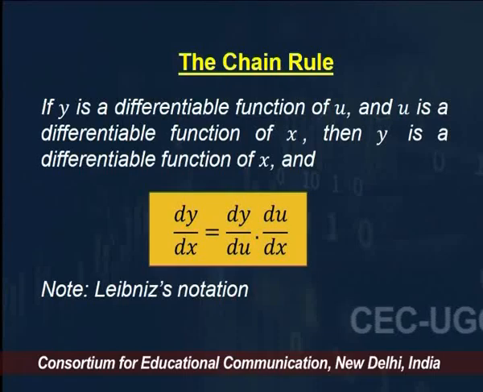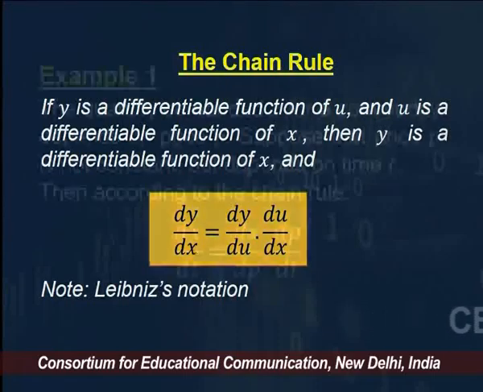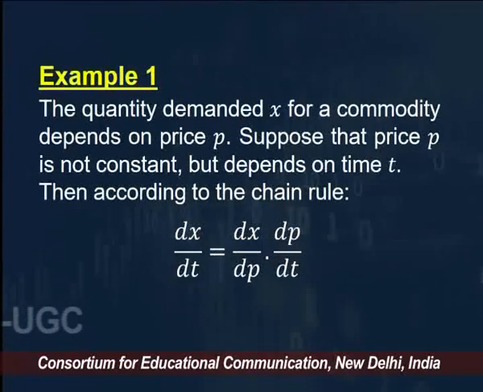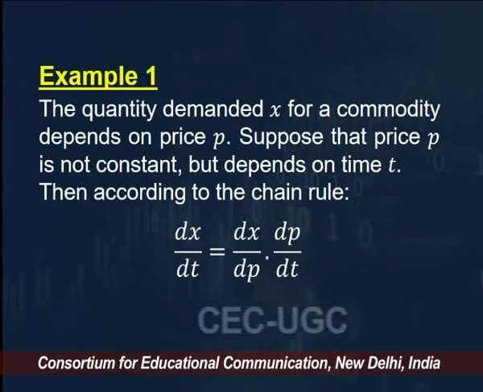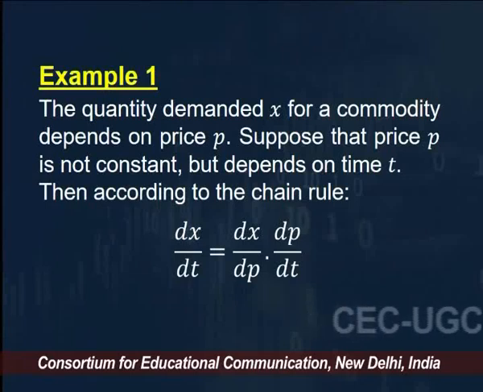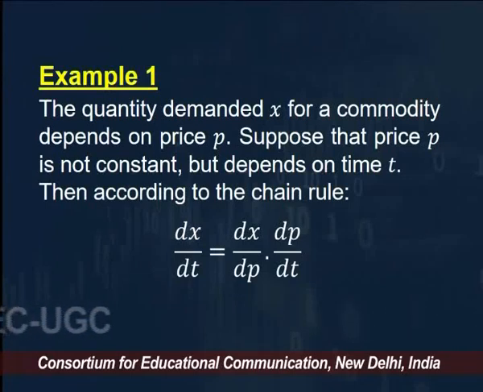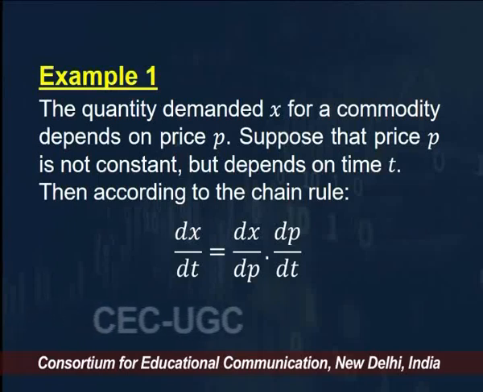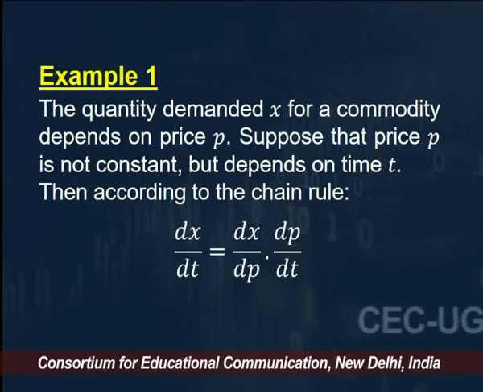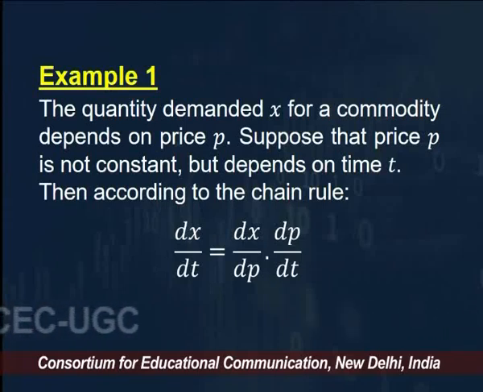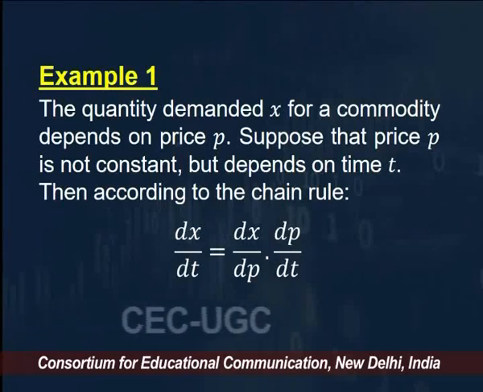Let us illustrate this with the help of an example from economics. In this example, we have set it up as follows. The quantity demanded for a commodity, represented by x, depends on price. So the quantity demanded is x, and that depends on price p. The price p is not constant, but it varies with time.